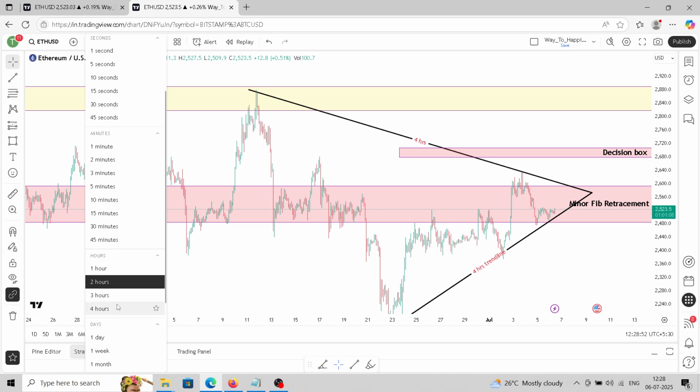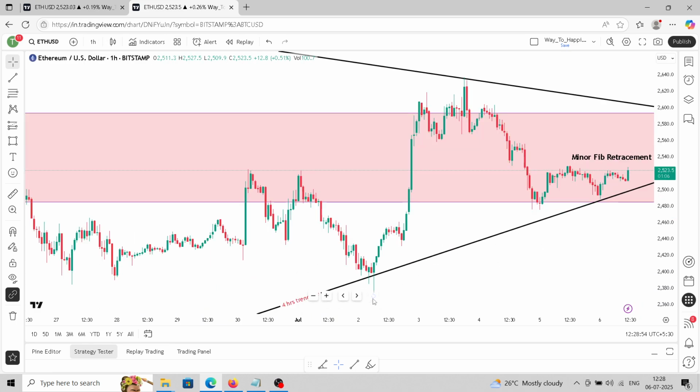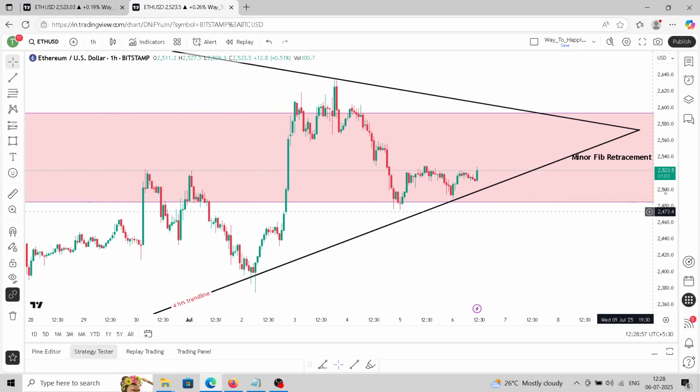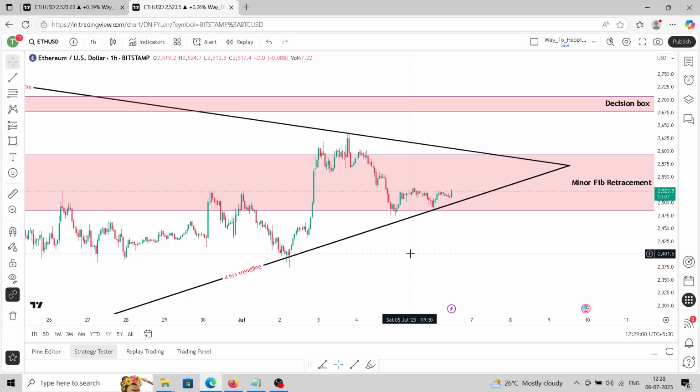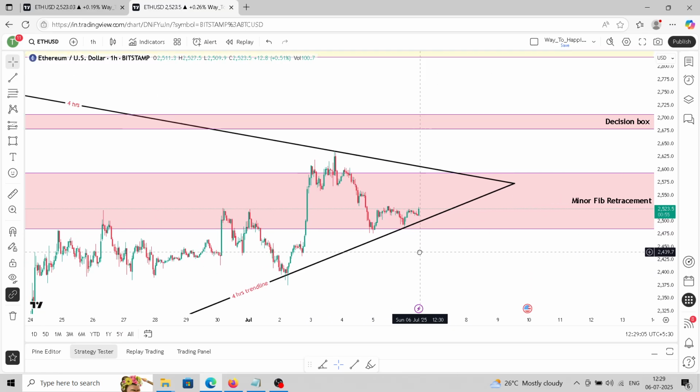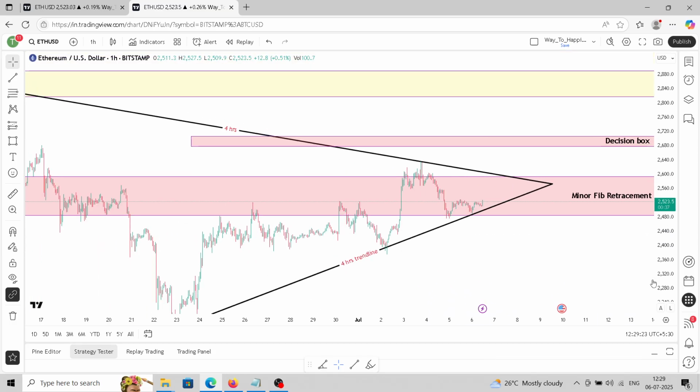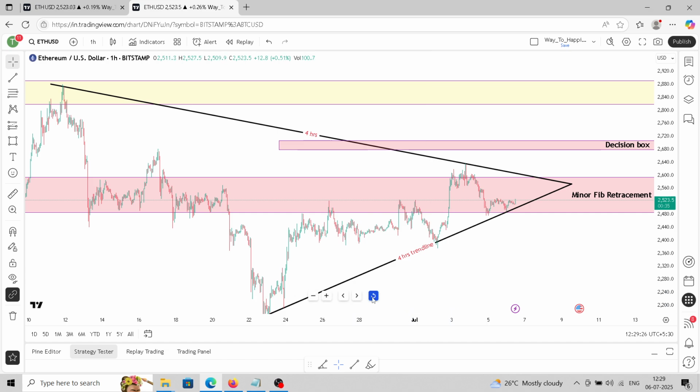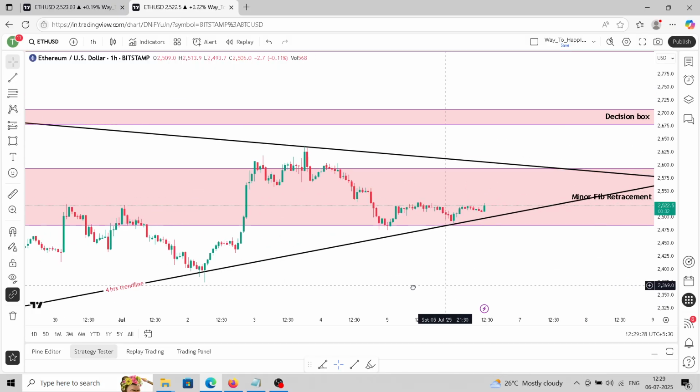Let me take it to 1 hour. So here if you see on 1 hour, in my opinion, Ethereum is going to follow this symmetric triangle pattern, and then here it will decide whether it has to go up or down. There is a possibility that it goes up and then from here it comes back again. Again for Ethereum, for short term I'm bullish, but for long term I'm not bullish at all.